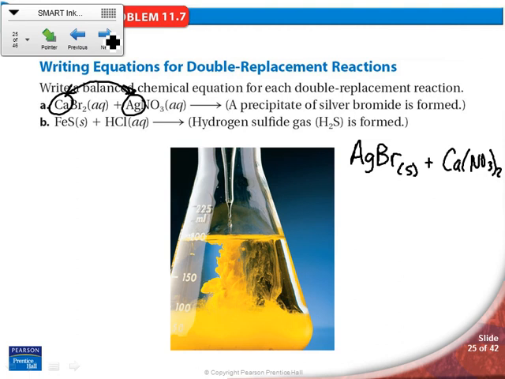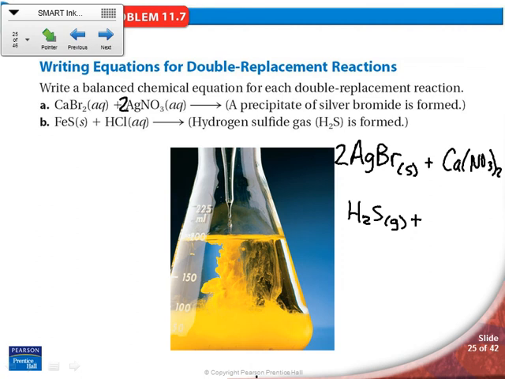And then we're going to have to balance this one also. Let me clear this out. This is messy. 2 here, and a 2 here, and that should do it. Okay, and then the last one here, well, it tells us already we're making H2S gas. So that's going to be one of our things. What's the other one?